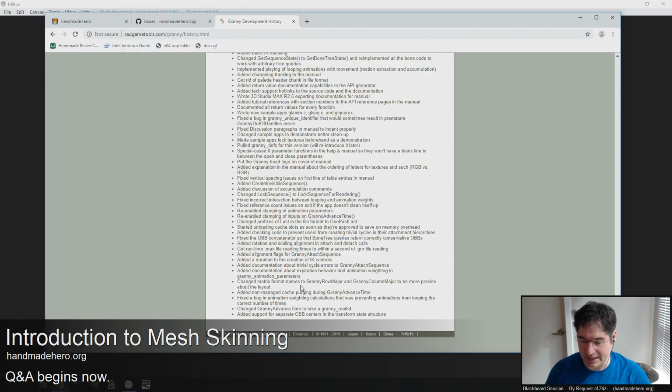When I started Granny, there were no exports with weights. Granny has its own exporter that you run inside the art tool to extract the information. It doesn't use an existing file format.